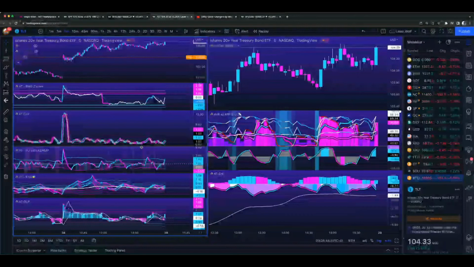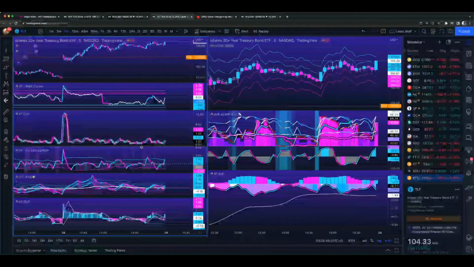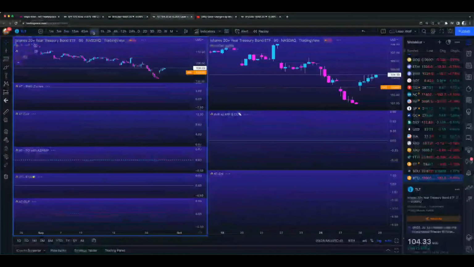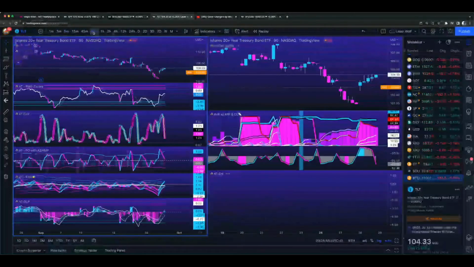This is a good one because bonds let you know what's going on. Usually equities are following bonds. Well, that's a 5 minute, but yeah. What do you think about this one on a longer term one? Yeah, going out.